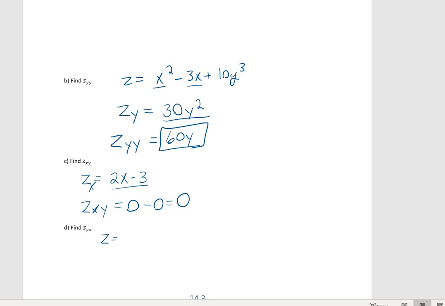Same thing if we wanted to find z sub yx. Well, we find the derivative with respect to y first. And then if we do it with respect to x, well, we don't have an x here, so that would just be 0. We're going to do one more little example before we go on to the big one.